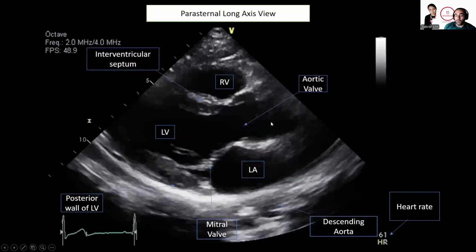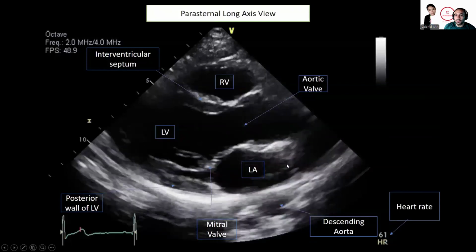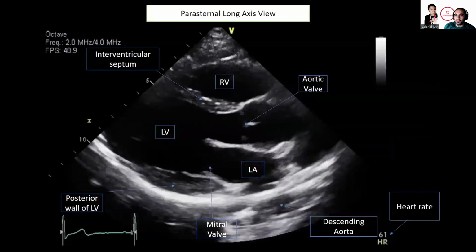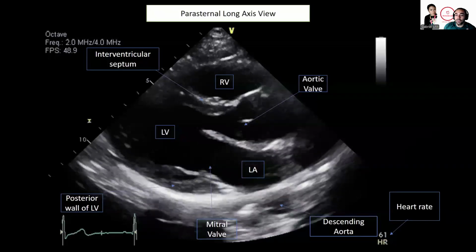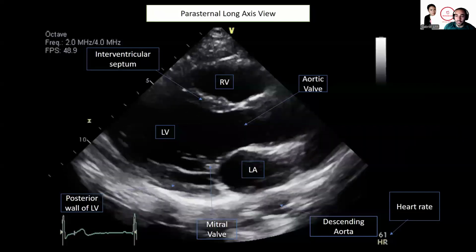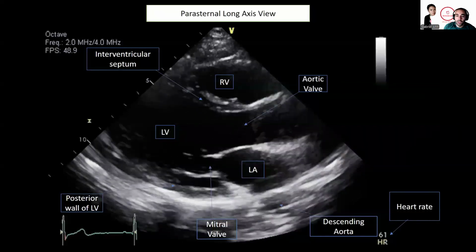So already in this view, it's important to see that the valves are opening and closing, because if you don't get an opening or a closure of a valve, it may inform you that either there's an anatomical problem with the valve or that the ventricle is just not able to eject or fill because of issues with its performance, for example, either systolic or diastolic.